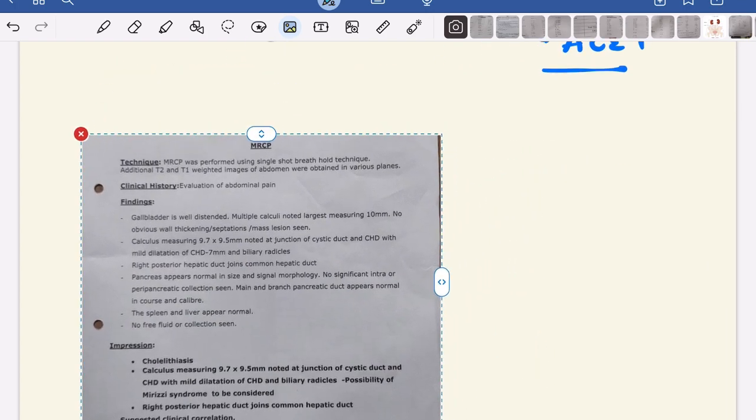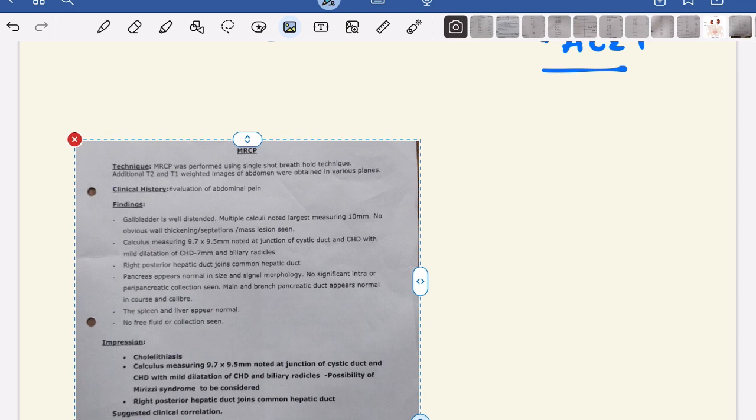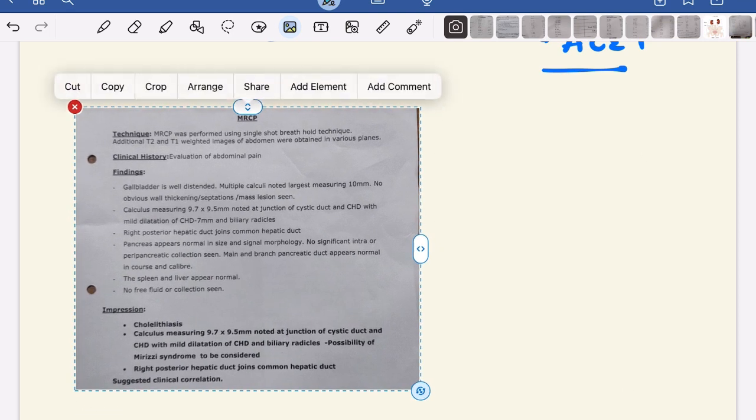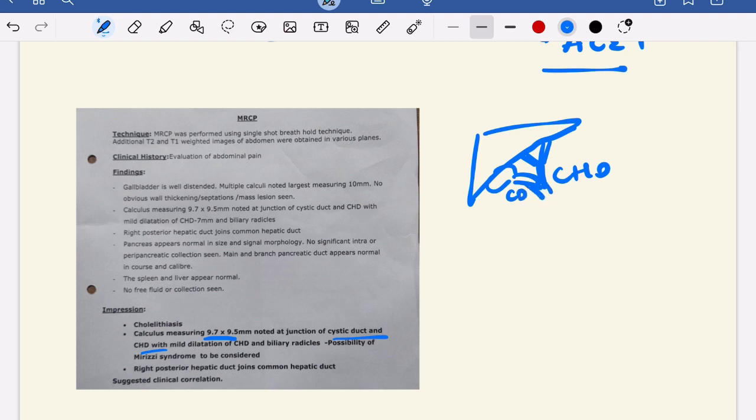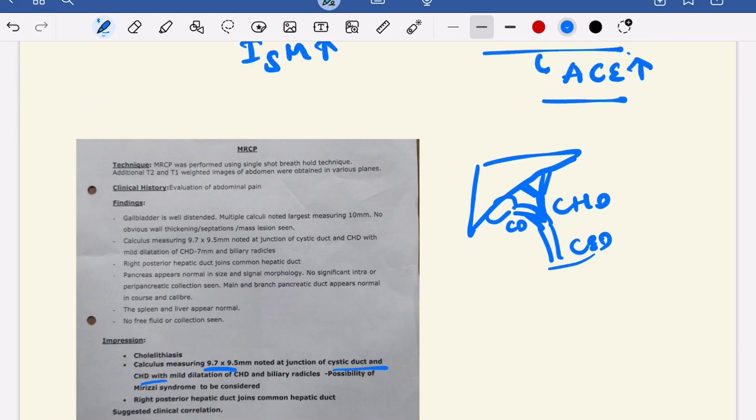This is the ultrasound report of the patient, which showed cholelithiasis, a calculus measuring 9 by 9 mm at the junction of the CHD with the cystic duct. So this is your liver, this is your right hepatic duct, left hepatic duct, this is the common hepatic duct CHD, this is your gallbladder, and this is your cystic duct CD. At the junction of CD and CHD, here was your calculus. This is your CBD. So here was a calculus that was causing the cholestatic pattern.